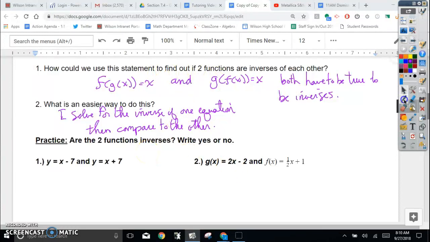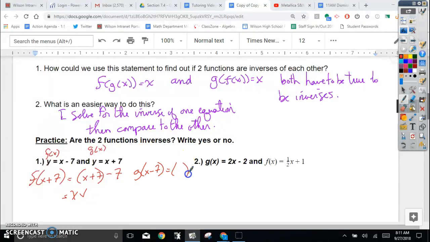So if we do the first one using these compositions, let's call this f of x and I'll call this g of x. I'll start with f of g of x. So g of x is on the inside, so that'd be x plus 7, which would be blank minus 7. I put x plus 7 in here. You can see I'm left with x. So the first one works. Let me switch it around. Now I'll have g of f of x, so blank plus 7. Put my x minus 7 in here. I get x. So this works. So yes, these are inverses of one another. That's using the definition at the top.